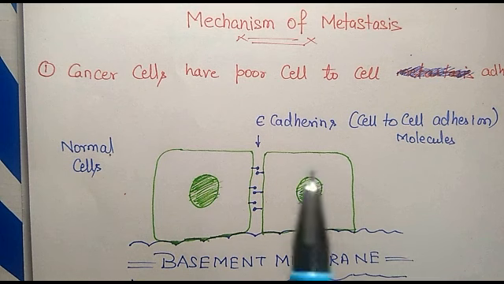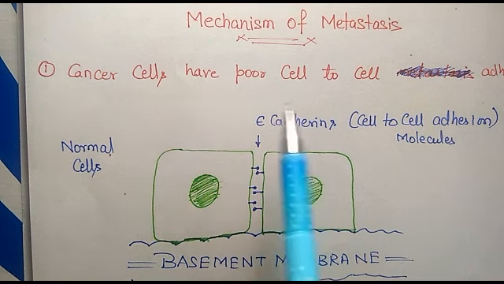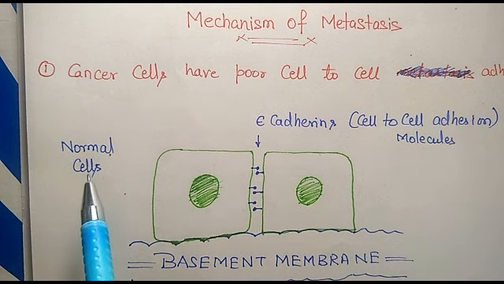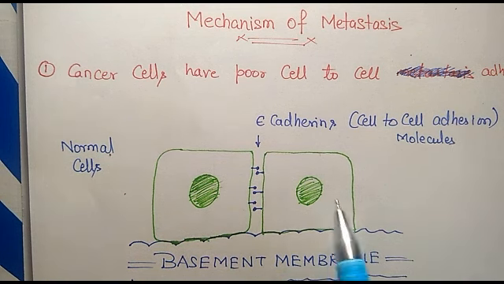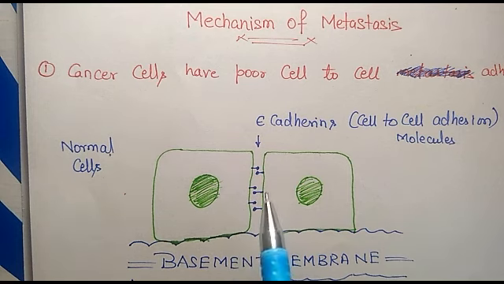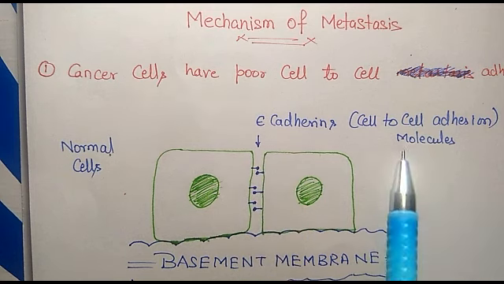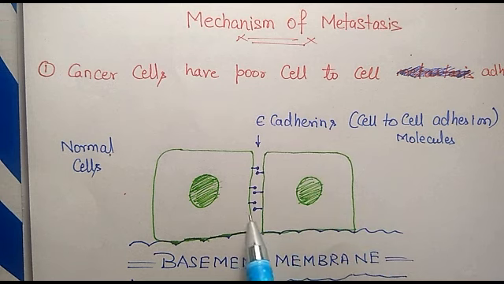Cancer cells have poor cell-to-cell adhesion. Here I have shown normal cells, and these two normal cells are resting upon a basement membrane, which is shown in blue. You can see that there are certain cell-to-cell contacts which are mediated by proteins called E-cadherins. These proteins are meant for maintaining cell-to-cell contact and cell adhesion.